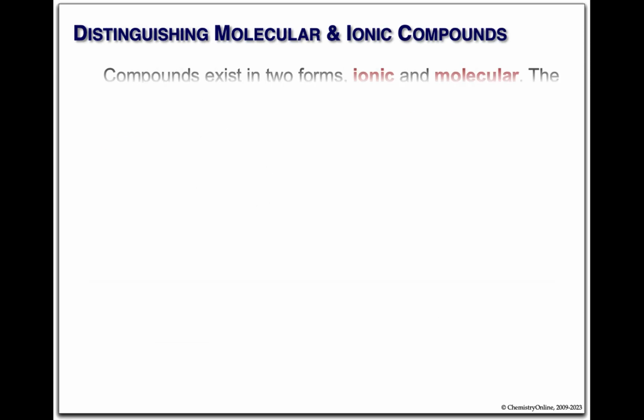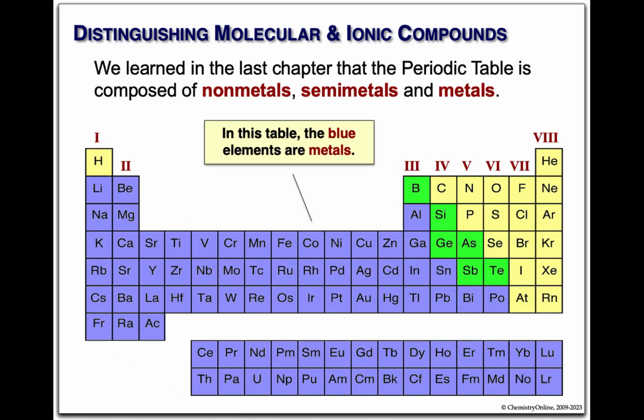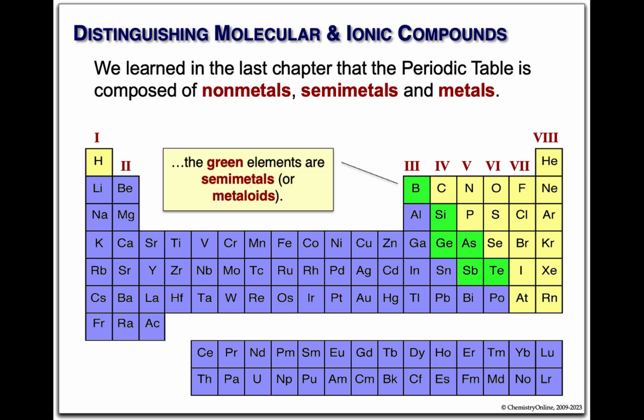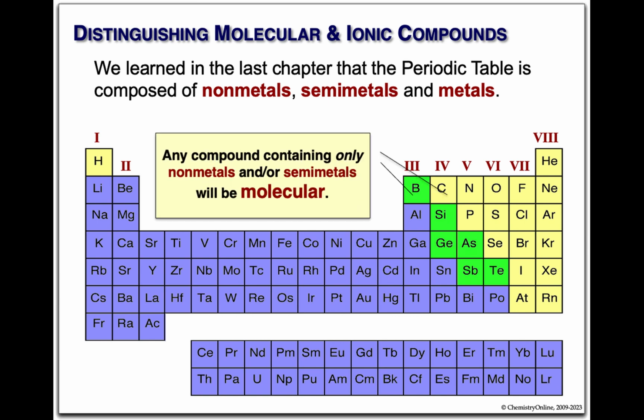How do you know if you have a molecular compound or an ionic compound? It's actually extremely simple. What you do is you look at the formula for your compound and you look to see if it contains a metal. Remember, in our periodic table here, we said everything blue was a metal. These guys were nonmetals, and these guys were semimetals. If your compound contains only nonmetals and or semimetals, it's molecular.